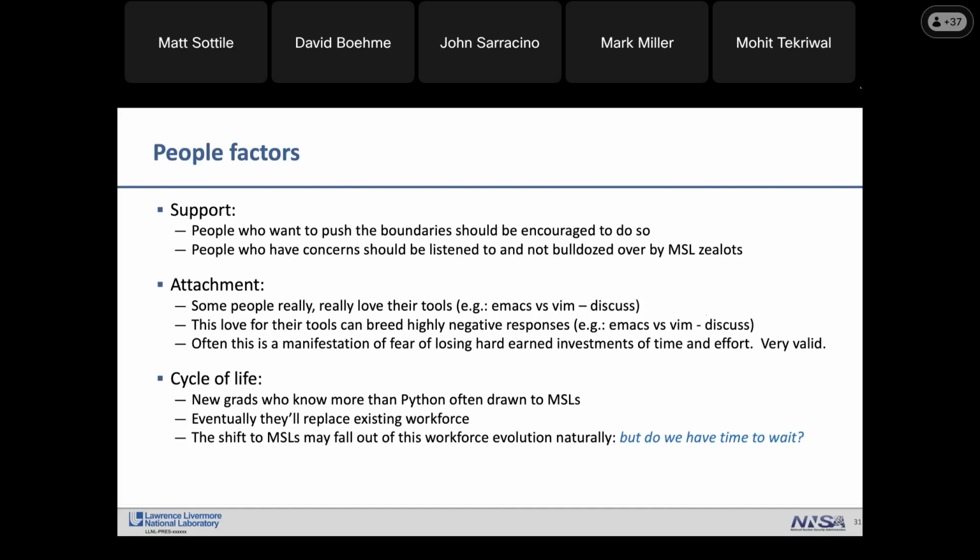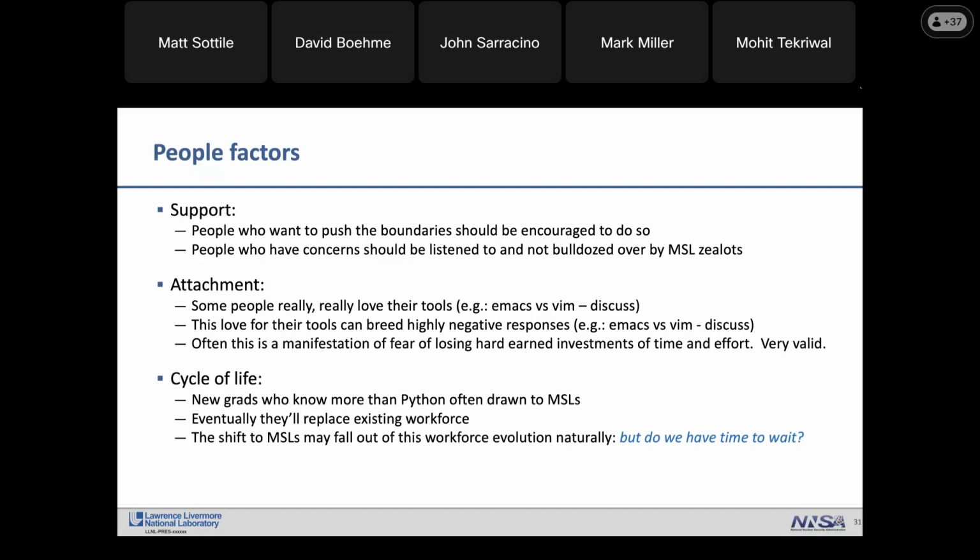The people factors, though, so the support one here is basically, I think if you are on a team or participating in a project and people want to push the boundaries on possibly writing safer code, they should be encouraged to do so. I wouldn't discourage somebody simply because, oh, well, we don't do that language or we're not interested. I think it's useful to allow people to push the boundaries.